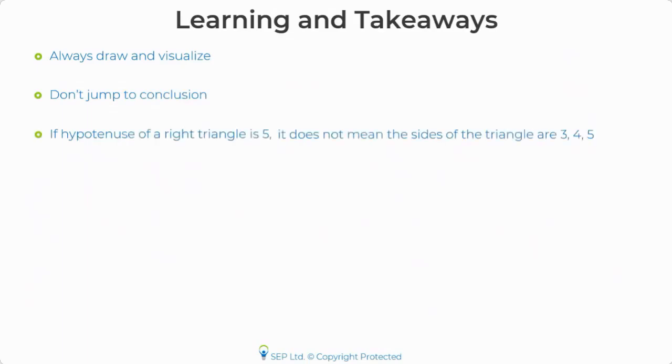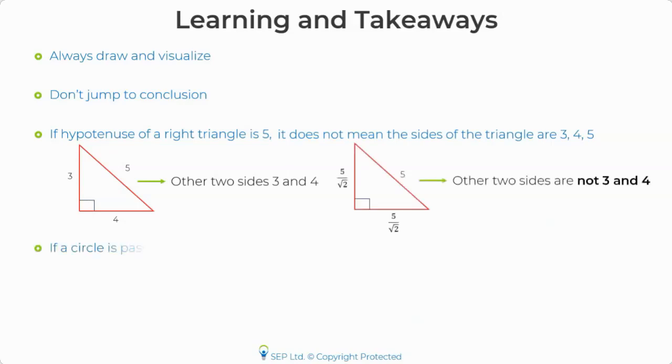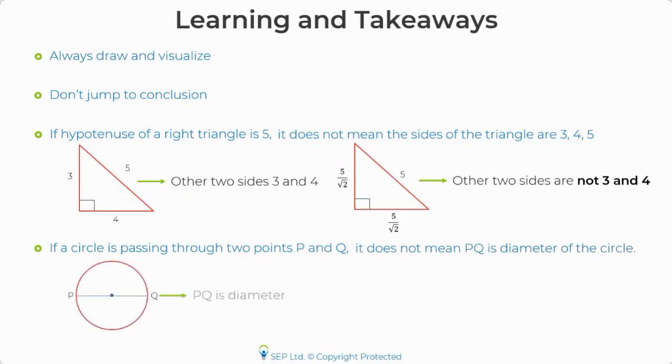And if the hypotenuse of a right angle triangle is 5, it does not mean that the sides are 3, 4, 5. Don't assume it. This is one assumption which a lot of people make. Unless it is written that the sides are integral, you cannot assume that. If a circle is passing through 2 points P and Q, it does not mean PQ is the diameter of the circle. And trust me guys, this is one mistake which many people make.